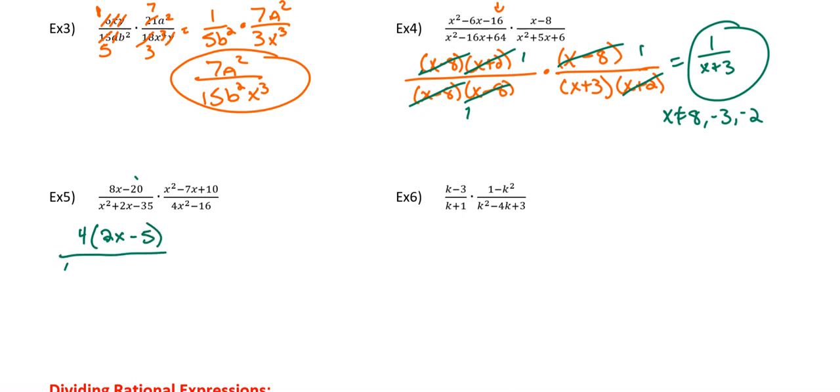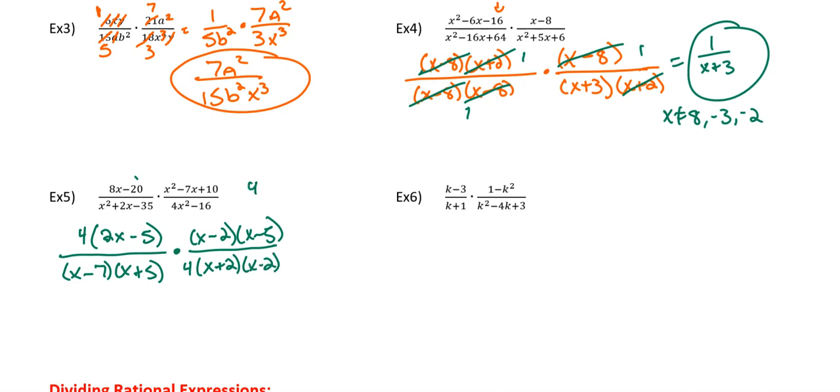The bottom, I have x minus 5, x plus 5. X minus, sorry. In order to get a minus 7, I have to have a minus 2 and a minus 5. And on the bottom here, I could take out a GCF first. Let's do that. It'll be x plus 2, x minus 2.